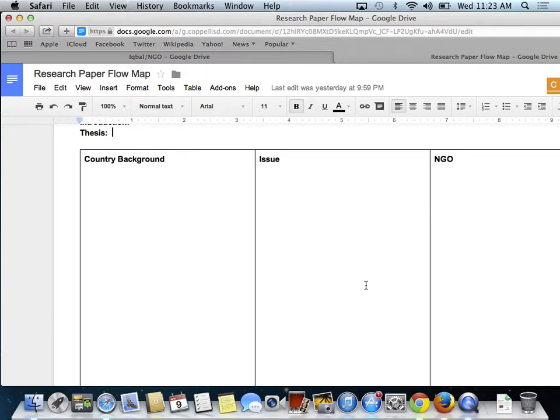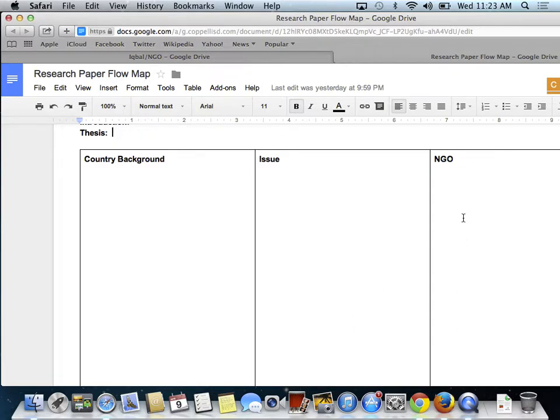Does country background mean what, timeline or something? The country background is talking about whether it's geography, government, economy, culture, or history. Which one of those areas are causing your issue? Which one of those are having the effect on your issue? The one that's causing it, and then you write about it? Yes. And then the issue, you write about it again? The issue is what we're writing about in here, in this paragraph.